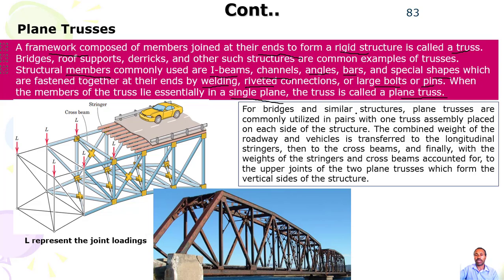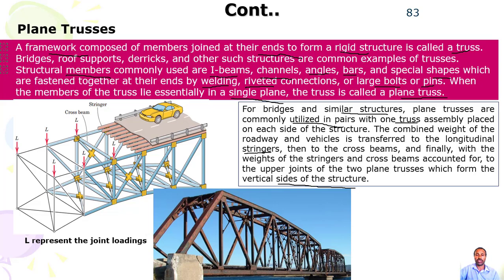For bridges and similar structures, plane trusses are commonly utilized in pairs, with one truss placed on each side of the structure. The combined weight of the roadway and vehicles is transferred to the longitudinal stringers. The stringers are connected members, and we may have some resistance with that, then to the cross beam. Finally, with the weights of stringers and cross beams accounted for, the loads are applied to the upper joints of the two plane trusses, one on each vertical side of the structure.